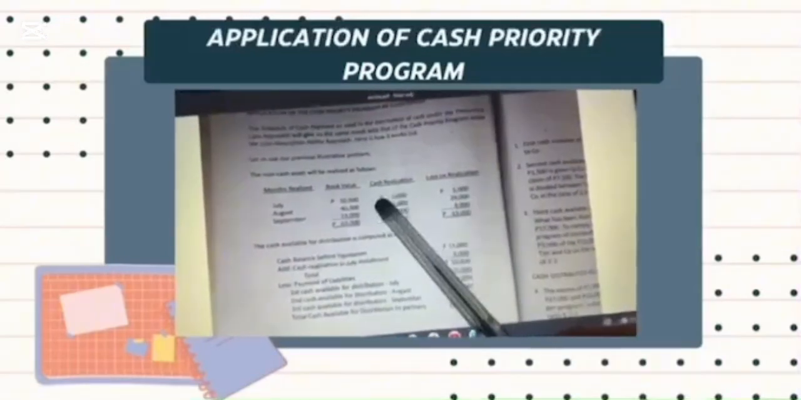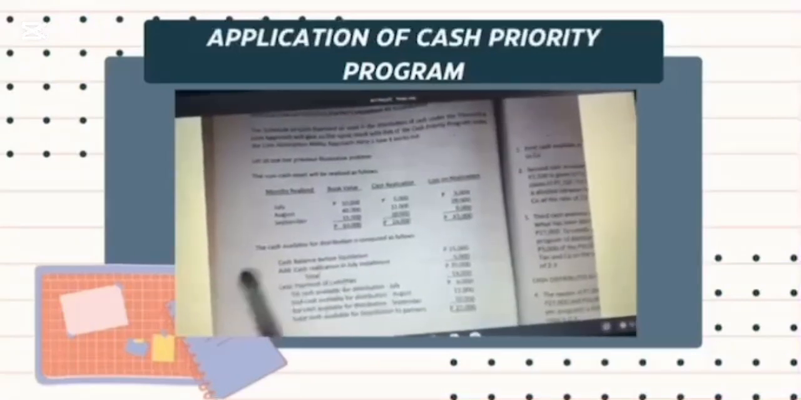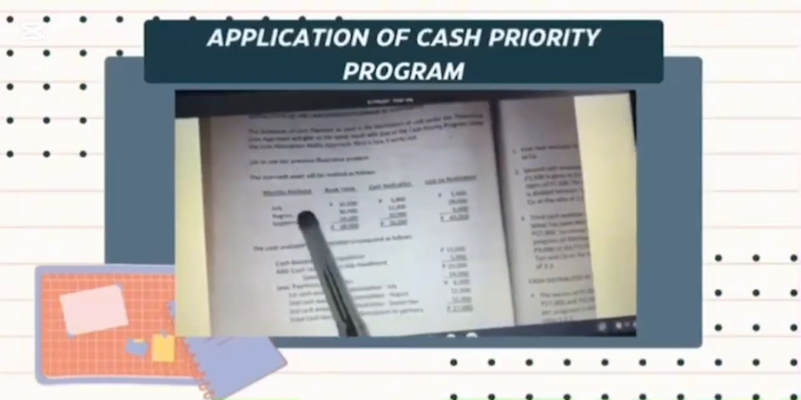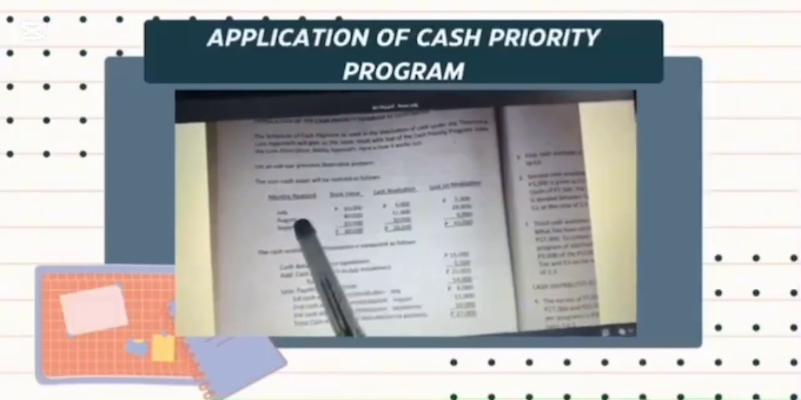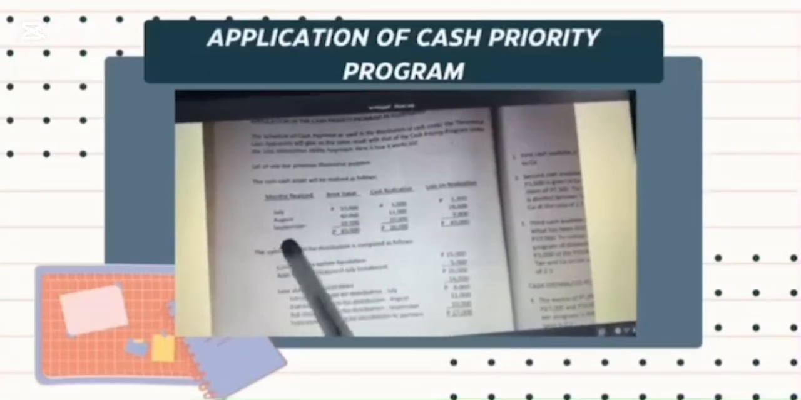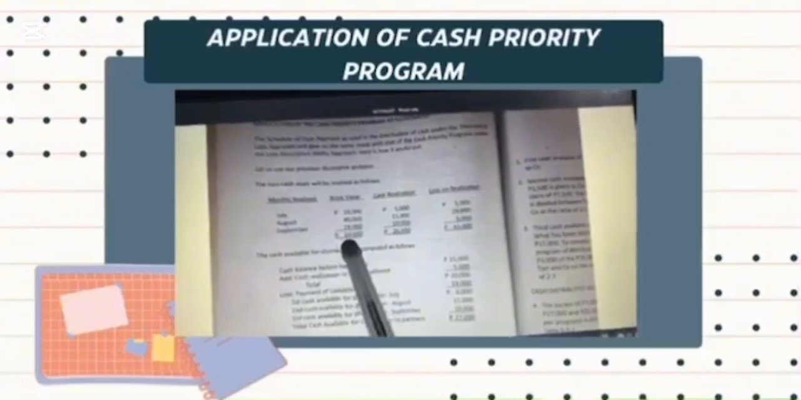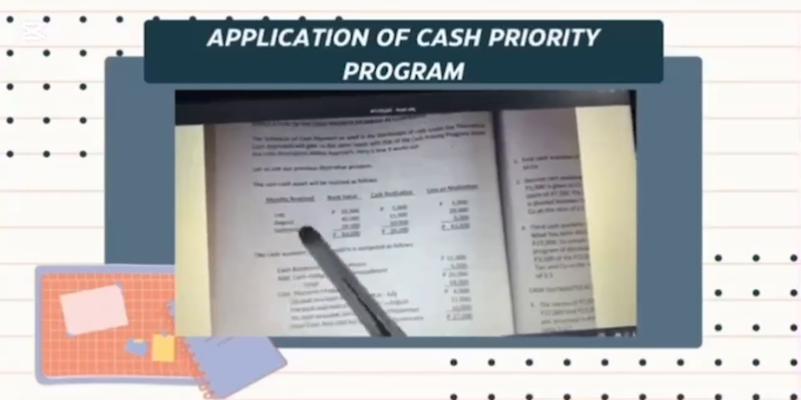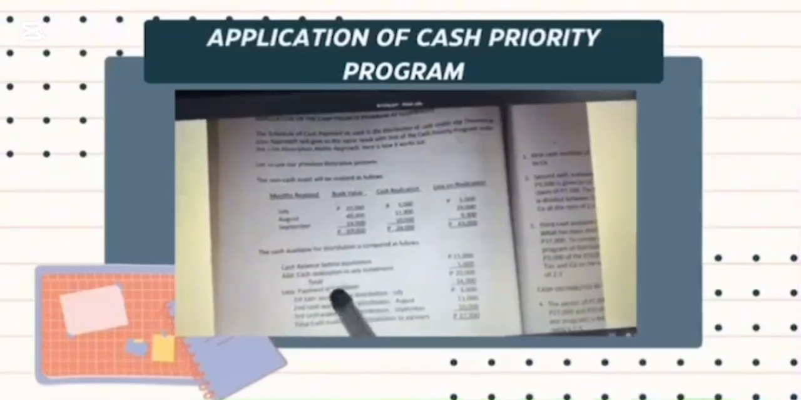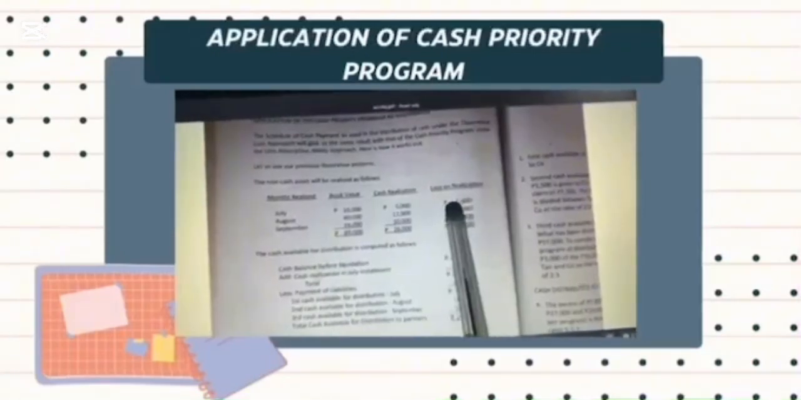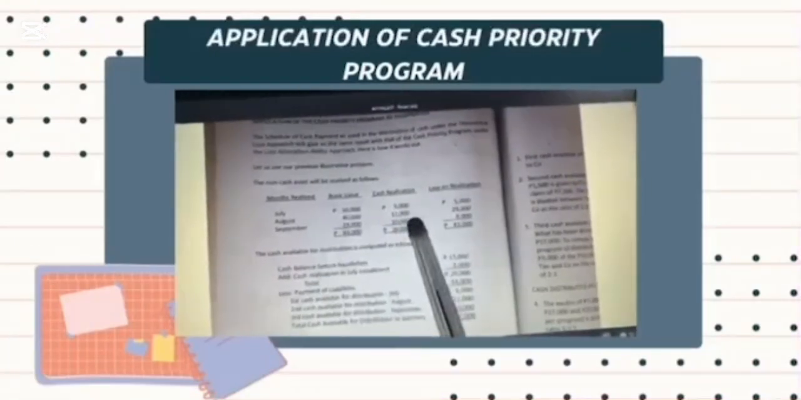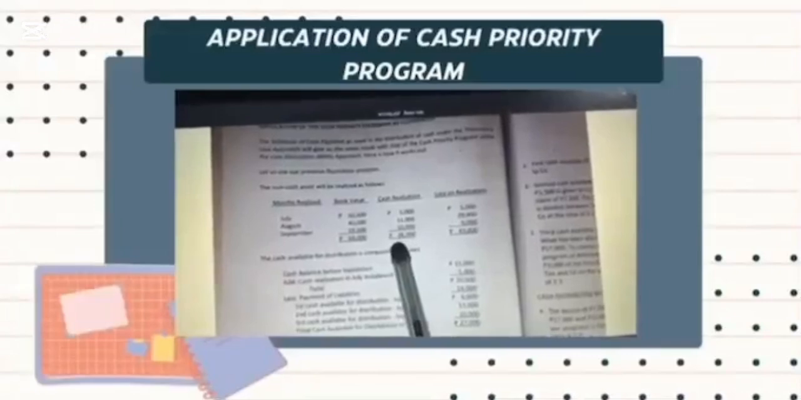So the non-cash asset will be realized as follows. Month realized: July, August, September. The book value of July is 10,000, August is 40,000, September is 19,000. So the total book value of July, August, and September is 69,000 pesos. The cash realization of July is 5,000, August is 11,000, for the total of 26,000.